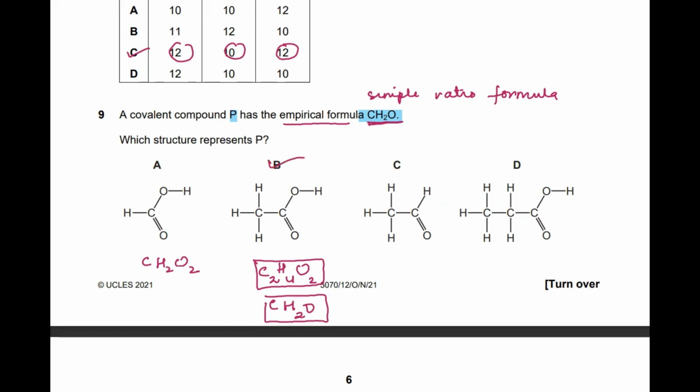So that is answer B. Coming to the C part, let's check it out again. This one as well, it's going to be C2H4O. So this remains the empirical formula because we cannot further simplify it.